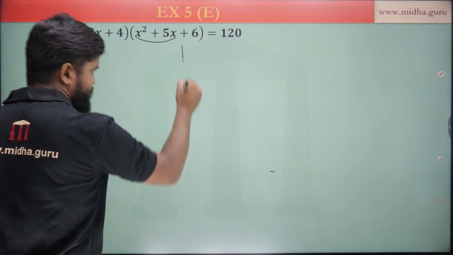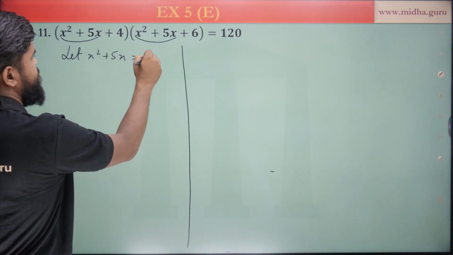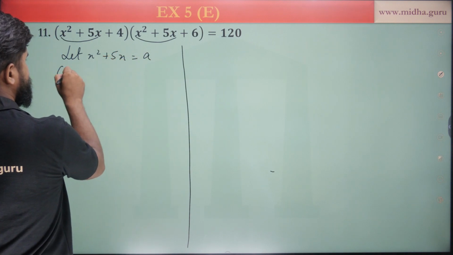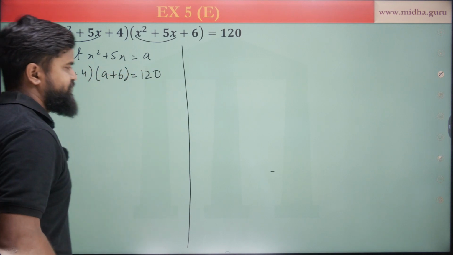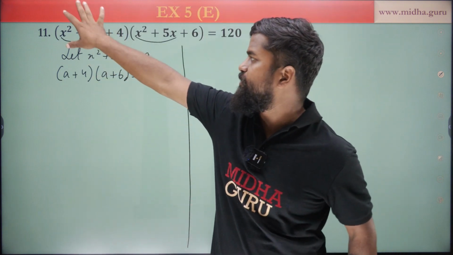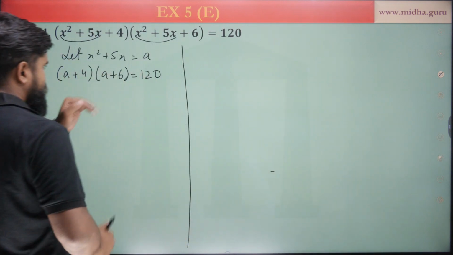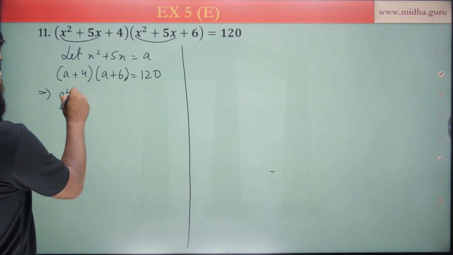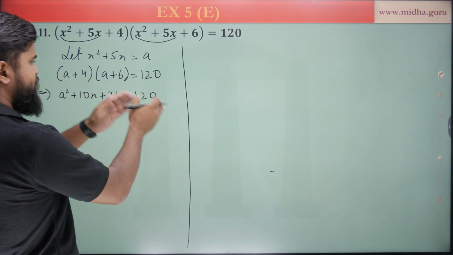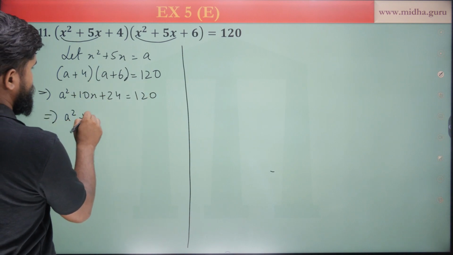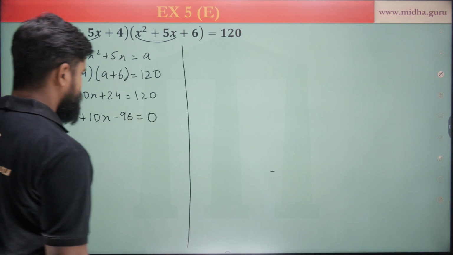So what I am going to do is, I'll just say let x square plus 5x is equal to a. So now my new equation will be a plus 4 into a plus 6 is equal to 120. So now I substituted x square plus 5x as a, from which I got a plus 4 into a plus 6 is 120. So when I multiply both of them, I get a squared plus 10a plus 24 is equal to 120. Now I bring 120 to this side, I get a square plus 10a minus 96 is equal to 0.